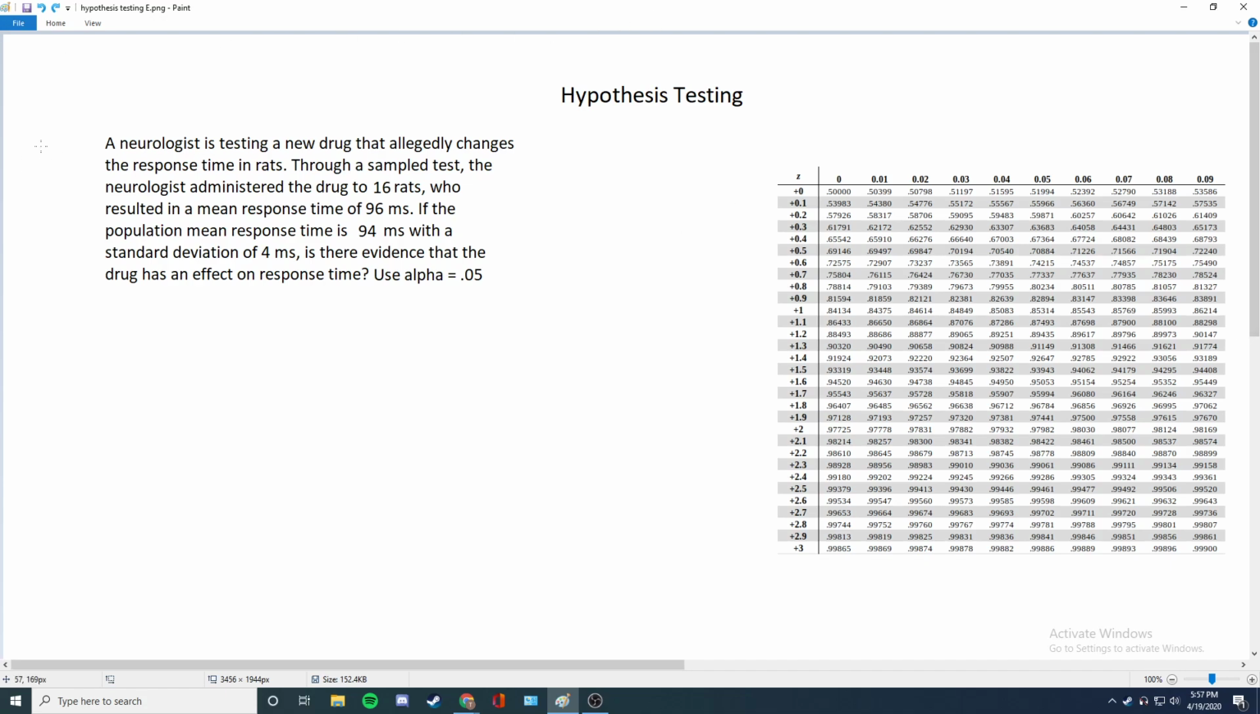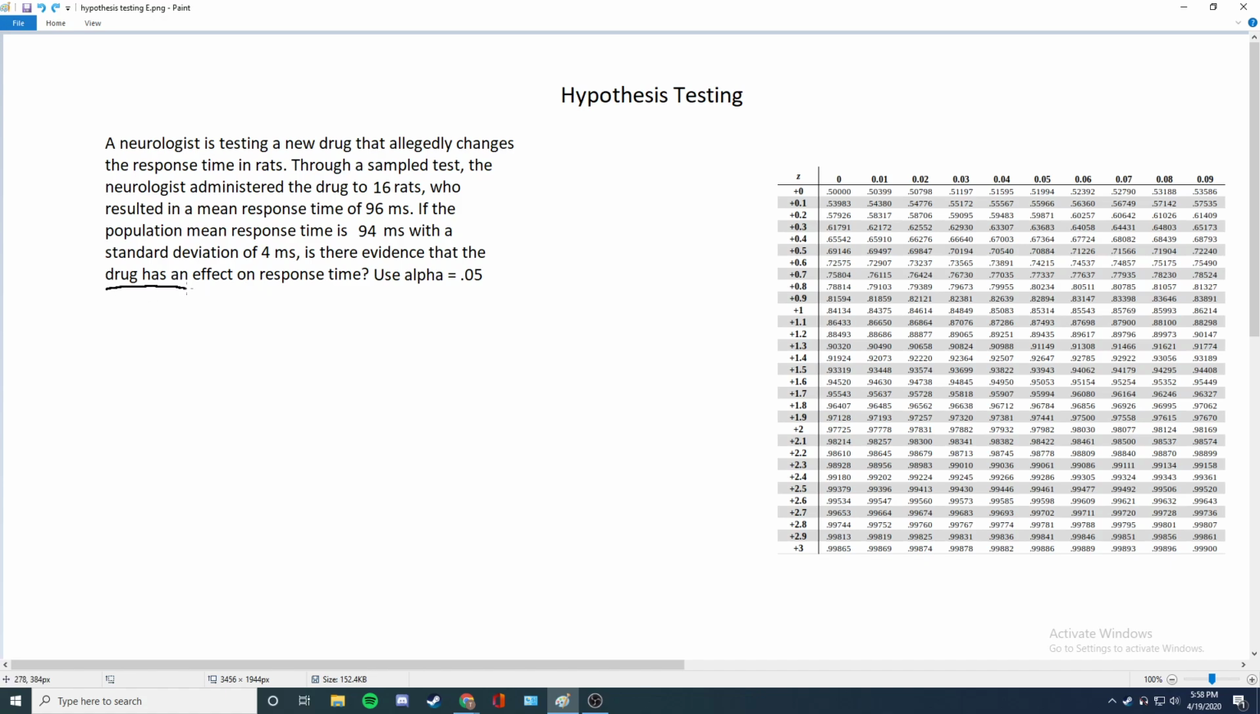So just getting into the example here, we've got that a neurologist is testing a new drug that allegedly changes the response time in rats. Through a sampled test, the neurologist administered the drug to 16 rats, who resulted in a mean response time of 96 milliseconds. If the population mean response time is 94 milliseconds with a standard deviation of 4, is there evidence that the drug has an effect on response time?